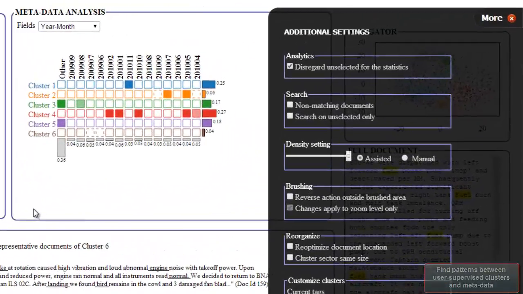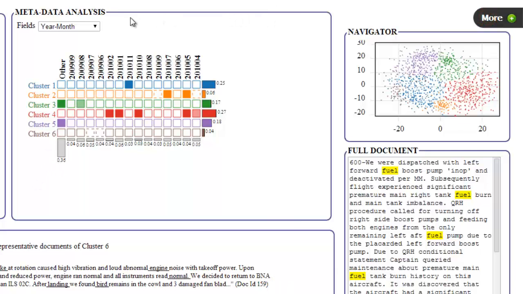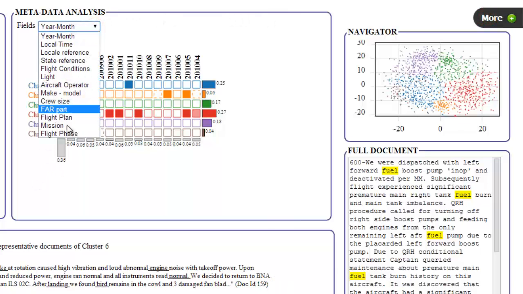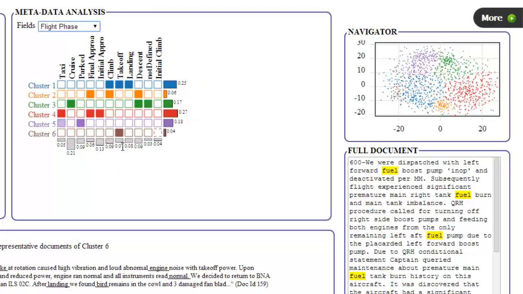Now we can use the metadata analysis panel to find patterns on clusters that were influenced by the user. For example, we can see that bird strikes seem to be highly correlated with the takeoff phase. Similarly, we see that wake turbulences are correlated to low altitude phases.